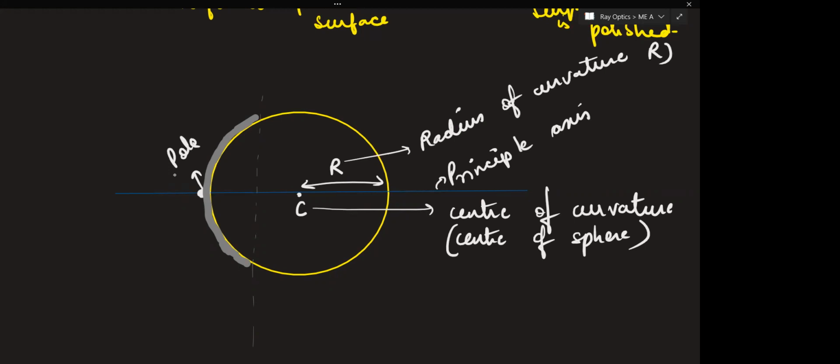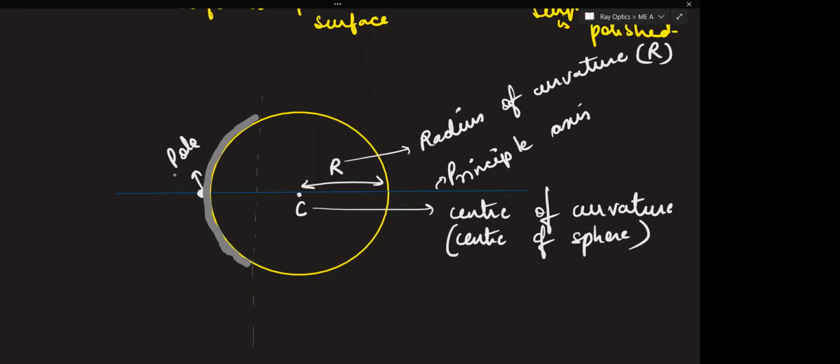Denoted by capital R. Radius of curvature means the radius of this complete sphere. That will be this much distance only. This is the radius of curvature. So: pole, the middle point of the spherical mirror; center of curvature, the center of the hollow sphere; radius of curvature, or you can say the radius of the sphere; principal axis, a line passing through the center of curvature and the pole. And you have linear aperture.